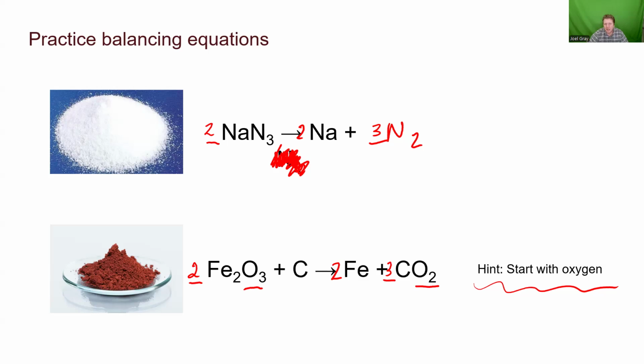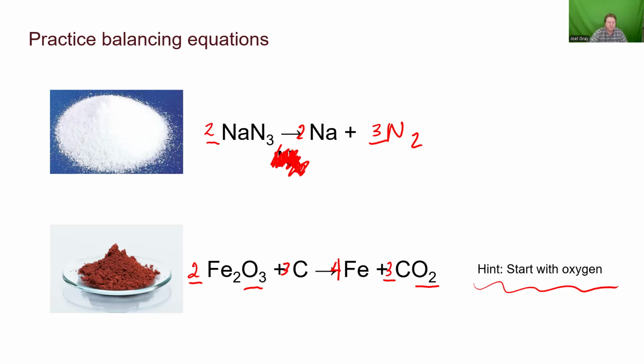So that gives us 6 oxygens on the right-hand side. It gives us 6 oxygens on the left. It increases our irons to 4, but the good thing about iron is that as a product, it's not part of a compound. It's a free element. So all that I have to do is put a 4 here, and that's balanced. Then for carbon, balancing the carbon, all that I have to do is put a 3 there.